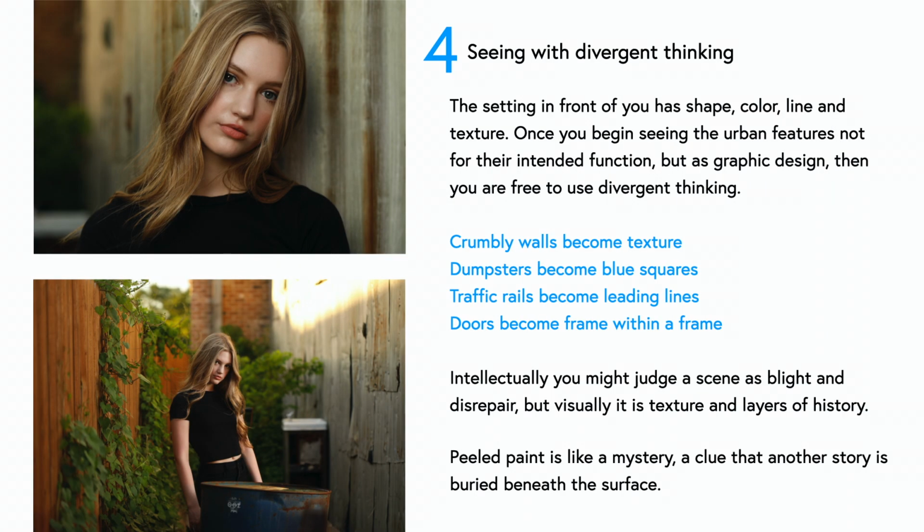4. Seeing with divergent thinking. The setting in front of you has shape, color, line, and texture. Once you begin seeing the urban features, not for their intended function, but as graphic design, then you are free to use divergent thinking. Crumbly walls become texture. Dumpsters become blue squares. Traffic rails become leading lines. Doors become frame within a frame.